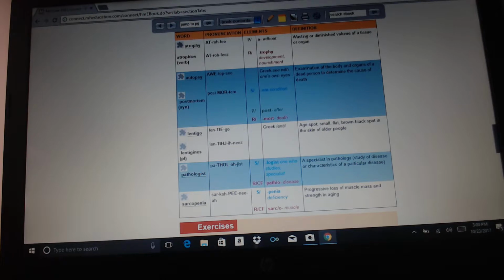Atrophy, or atrophies, the verb. Trophy means nourishment or development. A means without, so wasting or diminished volume of a tissue or organ. Autopsy, postmortem. Greek for to see with one's own eyes. Mort means death, so postmortem means after death. Examination of the body and organs of a dead person to determine the cause of death.